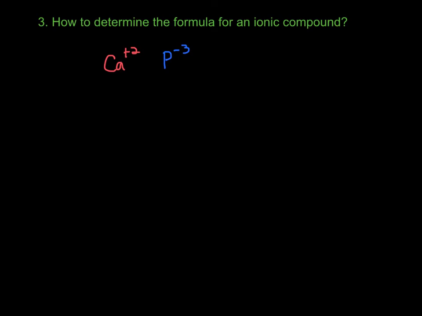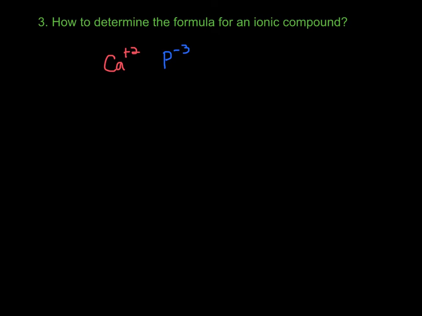Phosphorus, on the other hand, is in family 15, which means that it has 5 valence electrons. And it's a nonmetal, so instead of losing electrons, it will gain electrons. Of course, it has to gain 3 to end up with its octet, because it has 5 and it wants 8, so it's got to gain 3, and it's going to end up with a -3 charge.